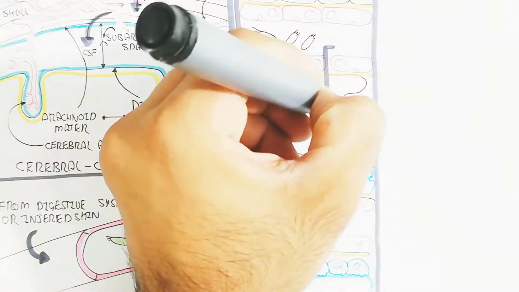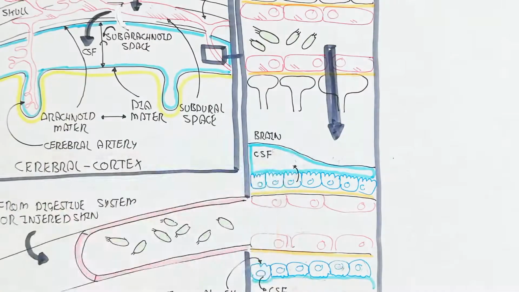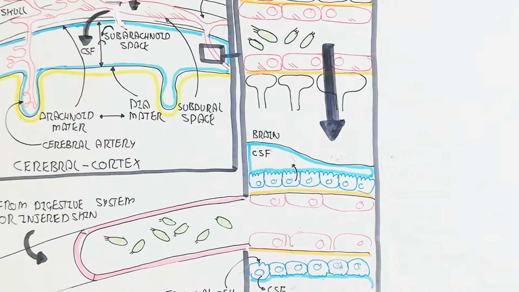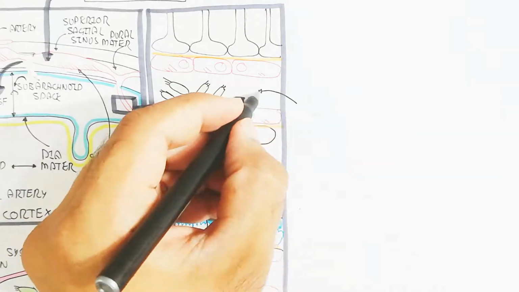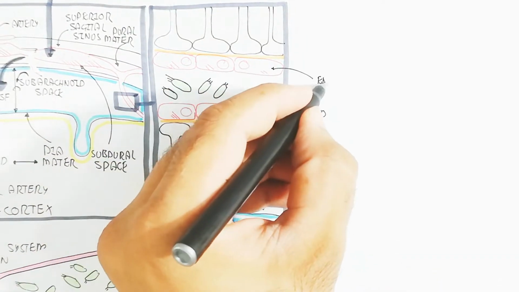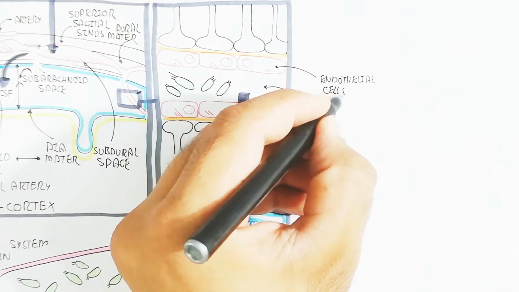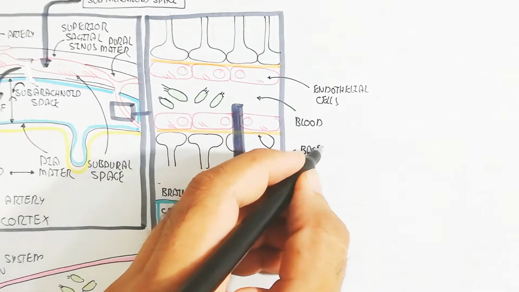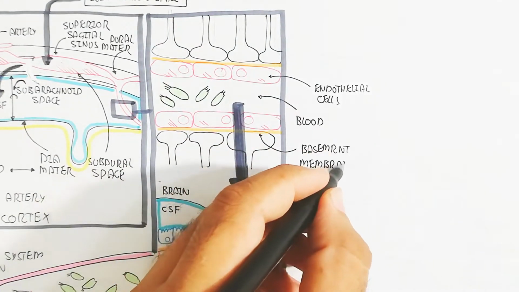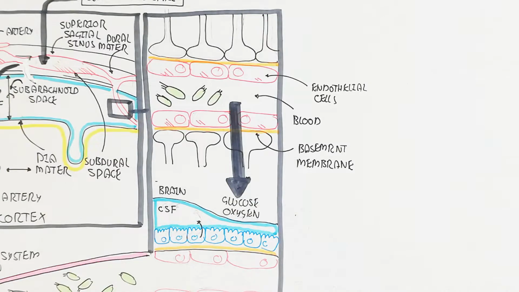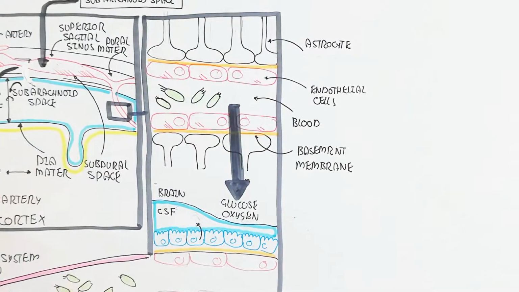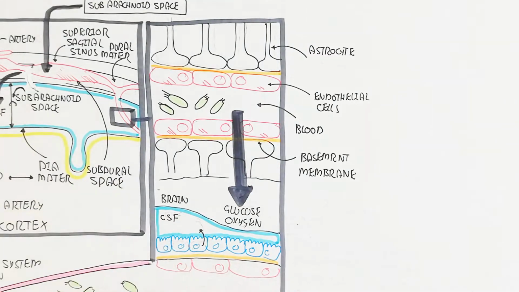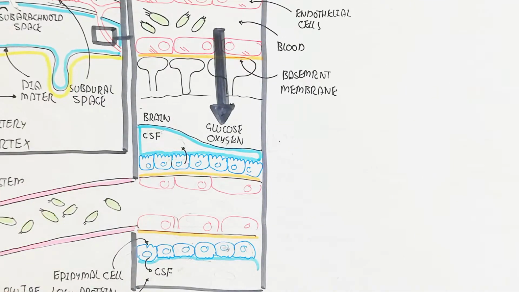In this way, bacteria can invade easily. Due to the inflammation, cytokines are produced and damage the endothelial cell. Here, glucose and oxygen can be transported through the blood-brain barrier. This is the basement membrane, but it allows oxygen and glucose to move. And this is the endothelial cell.